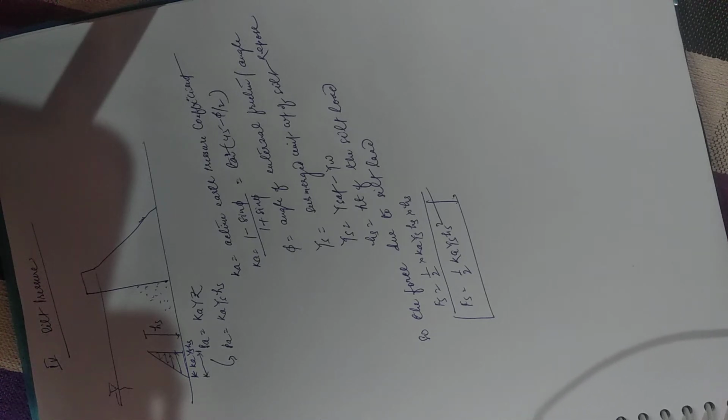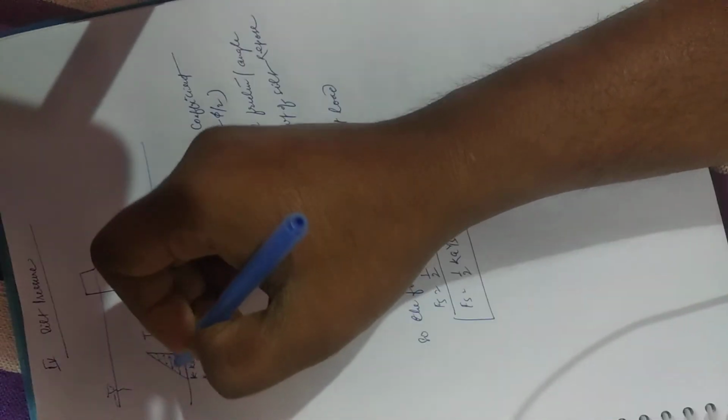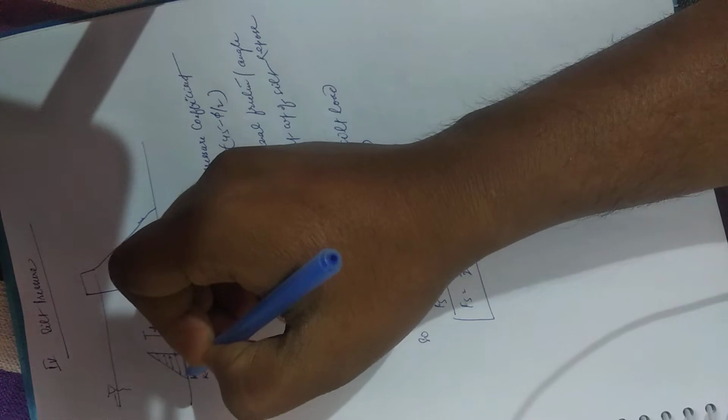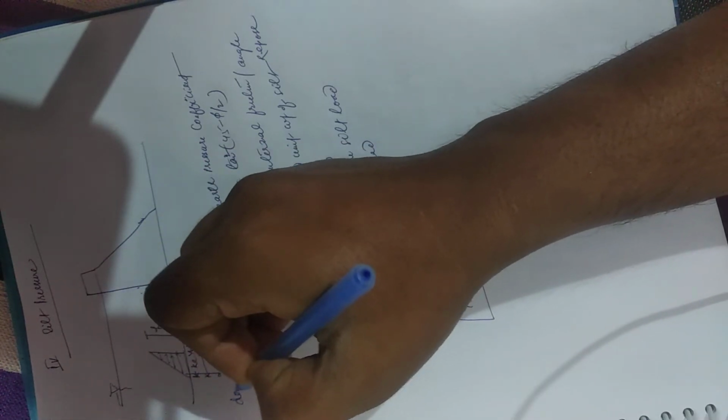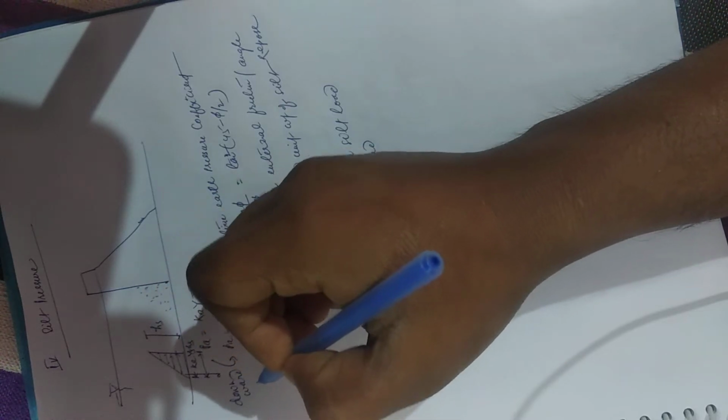And here we can see that silt is inclined with the face of the dam, so due to its weight, it will act in the vertical, downward direction.